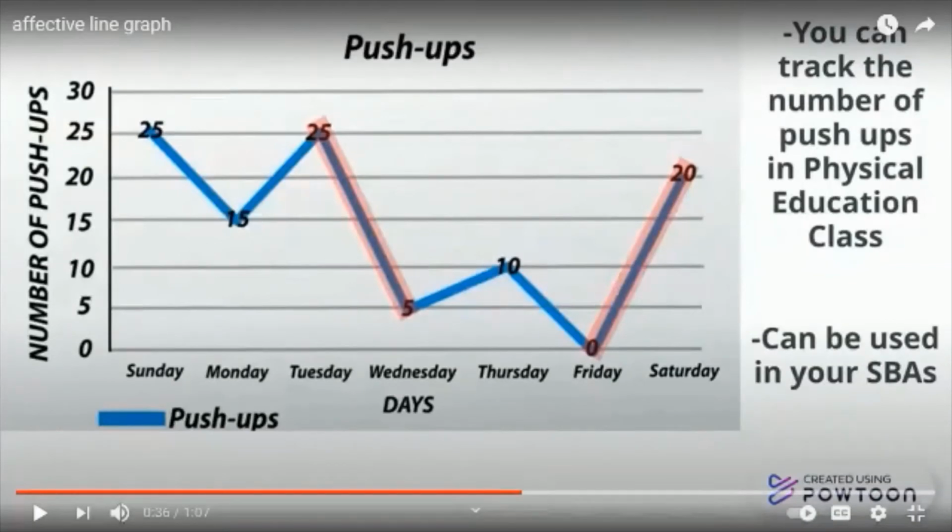So let's look at this graph next, okay? As some of you have already said, we can use line graphs to track data. And in this case, it's to track the number of push-ups in physical education class, right? It could also be used in your SBA reports. Did you know that? In your SBAs, you would need to plot line graphs depending on the type of information that you had to plot, okay? If it would show changes in data over time. All right, now, where in real life would you see a graph like this?